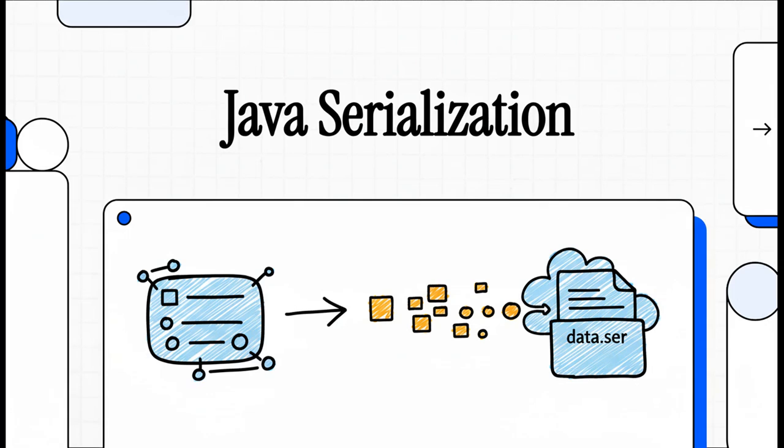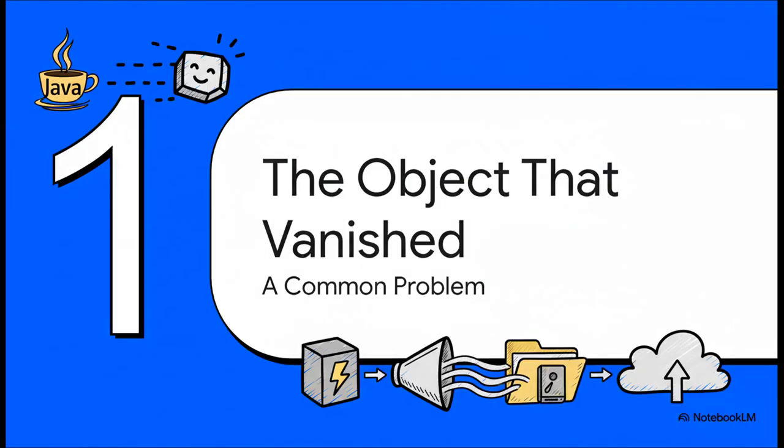Hey everyone, and welcome. Today we are diving into a concept in Java that honestly feels a little bit like magic. We're talking about how to save your objects from just vanishing the second your program stops. We're talking about serialization. So to really get why this is so important, let's kick things off with a problem that I guarantee every single developer has smashed into at some point.